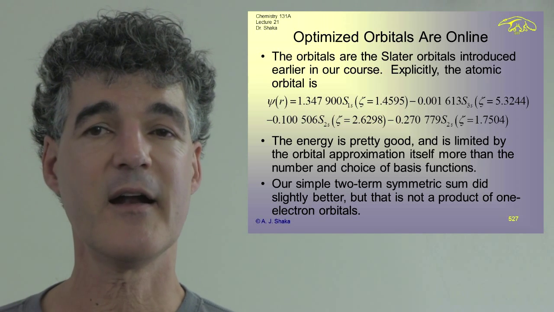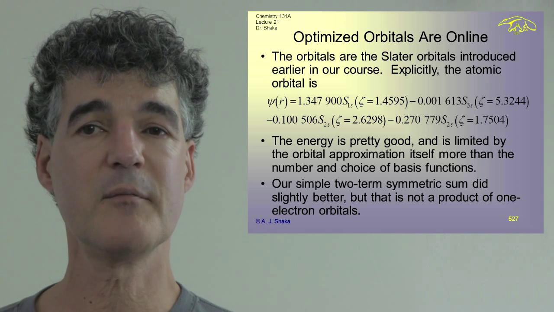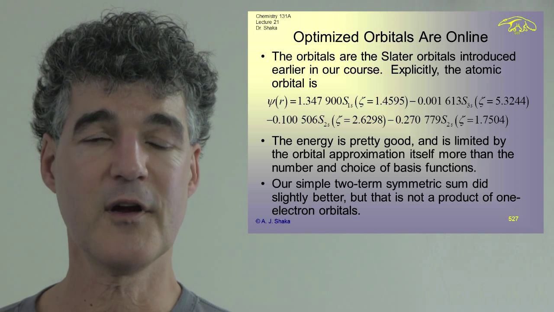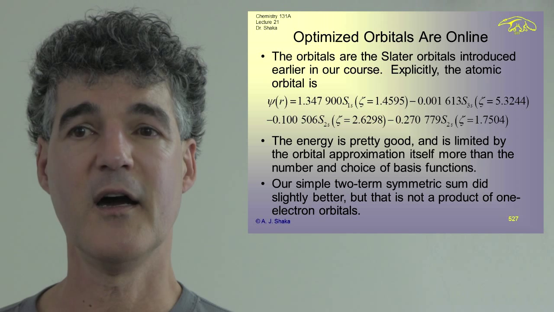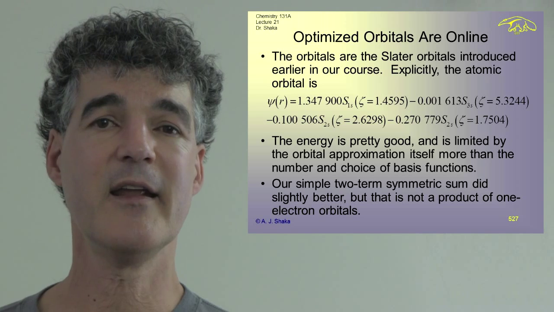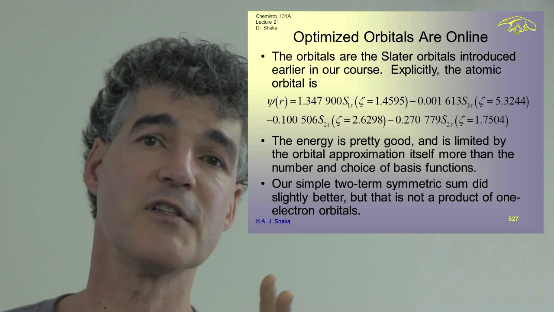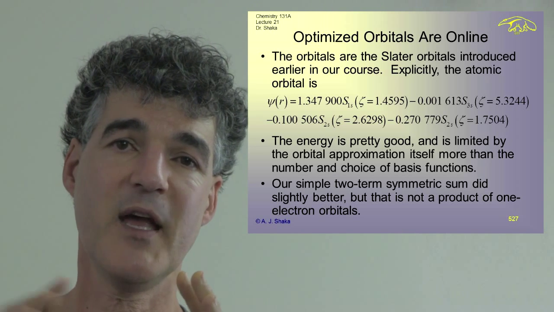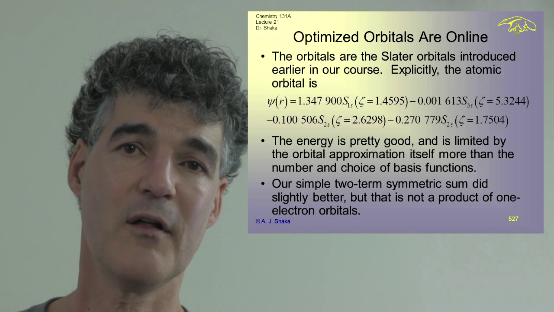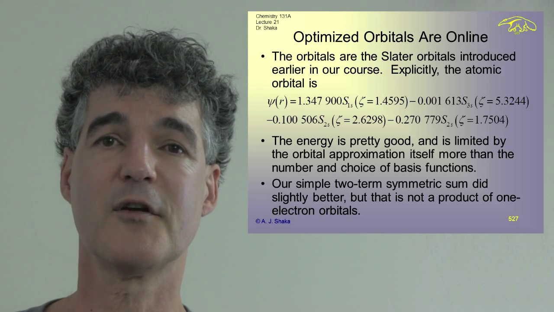The energy that we get out of this function for helium with these four terms is pretty good. It's limited more by the orbital approximation, the fact that we are not allowing electron correlation in this approach, than it is by the number and choice of the functions. So we can't necessarily improve the energy by just adding more and more Slater functions, because we've made a fatal flaw in the beginning in that we've averaged out all the other electrons. Well, that's because we're chemists and we like to think in terms of orbitals.